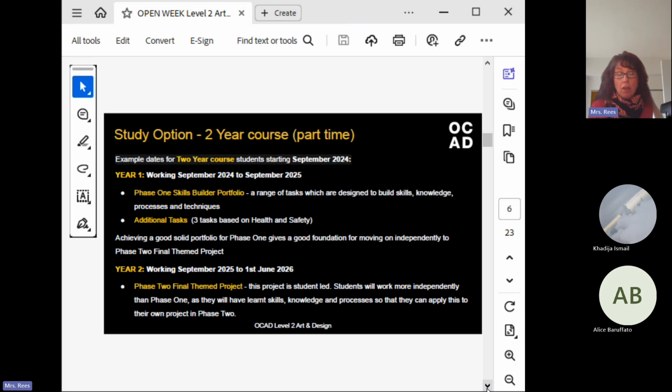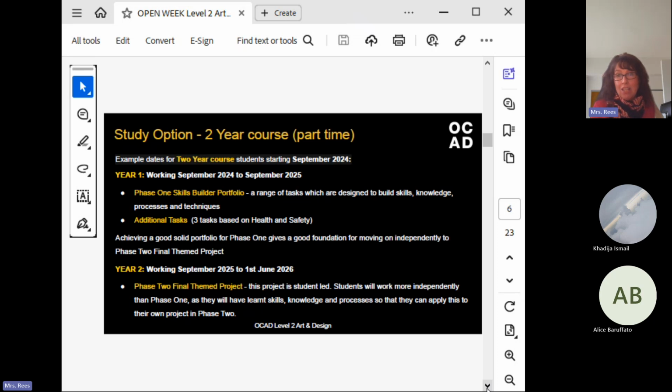The additional tasks at the same time, ideally we always say if you get those finished within that first year, it then leaves you free for the second year just to concentrate on your final themed project. So achieving that good solid phase 1 really gives you a good solid foundation for moving on independently when you get to phase 2. So once your phase 1 and additional tasks are handed in, obviously you would hand in regularly through the course, which I will explain later, but you would want to get that phase 1 in within that first year. That would be great.